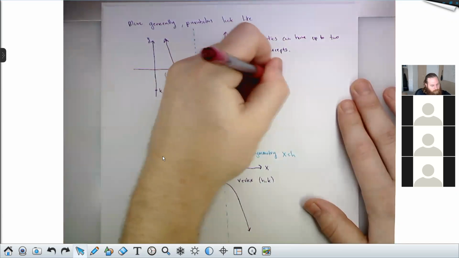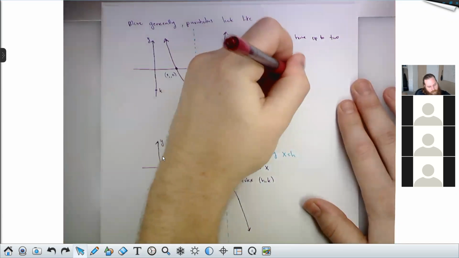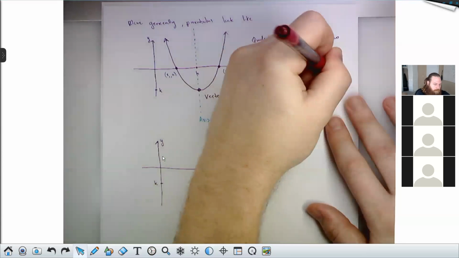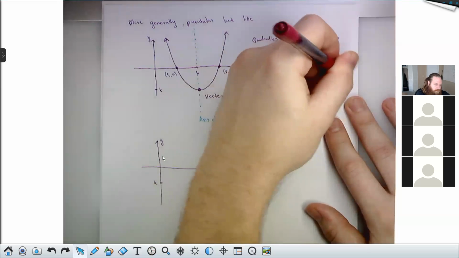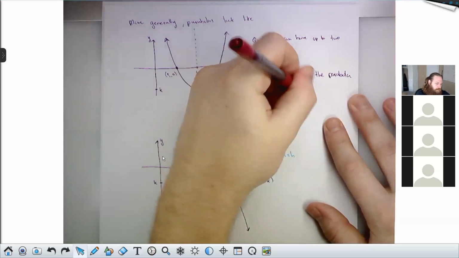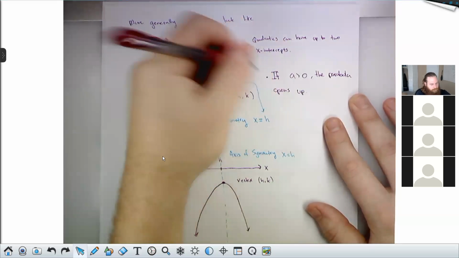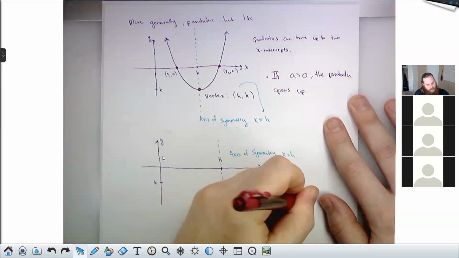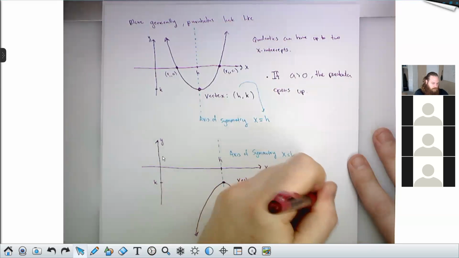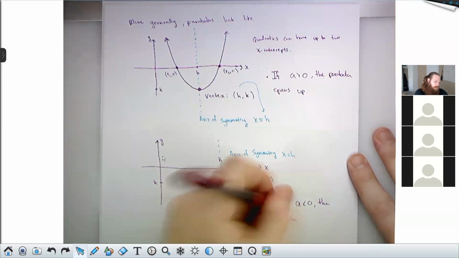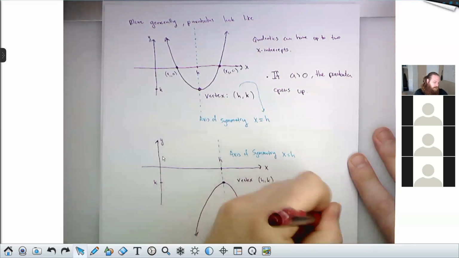So if A is positive, the parabola opens up. If A is negative, the parabola opens down.